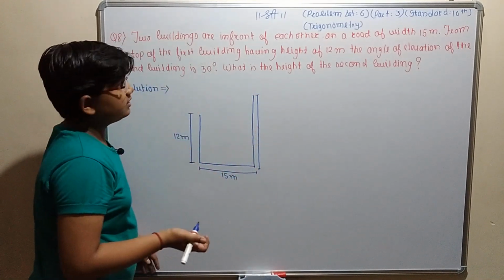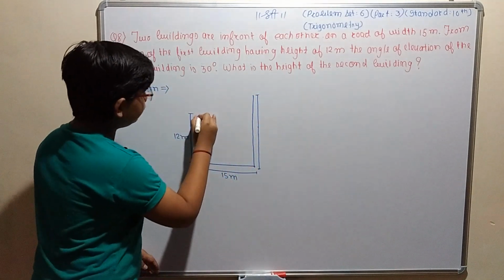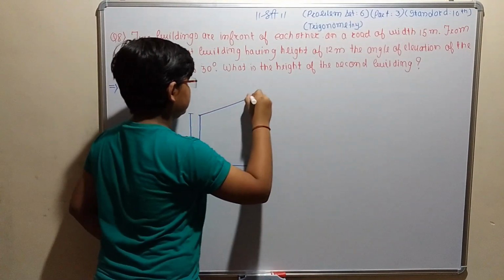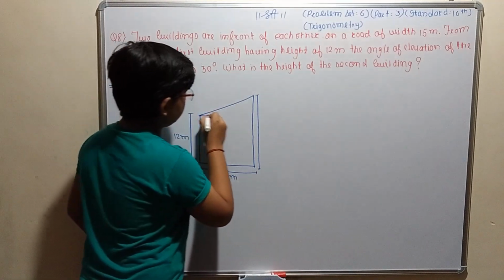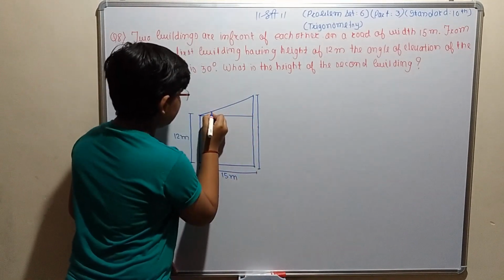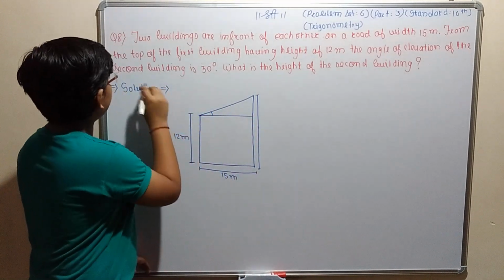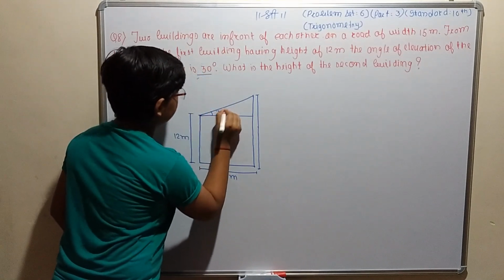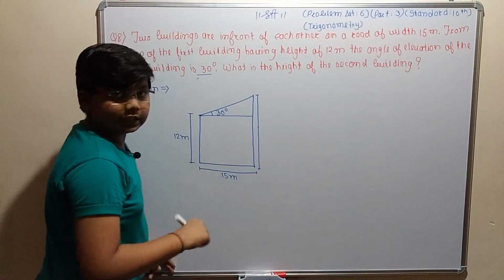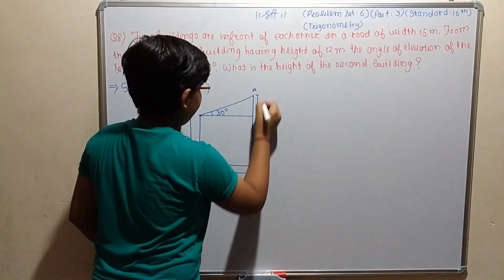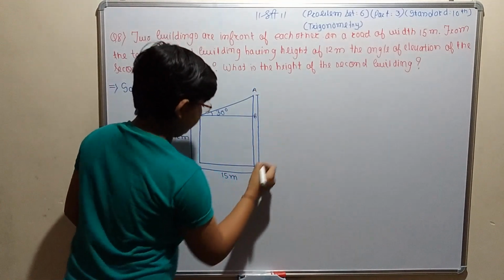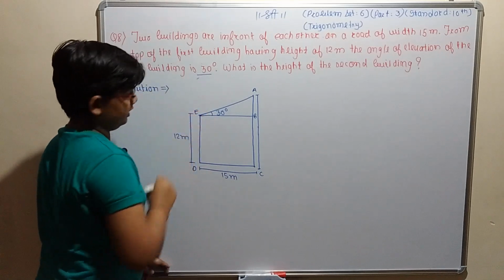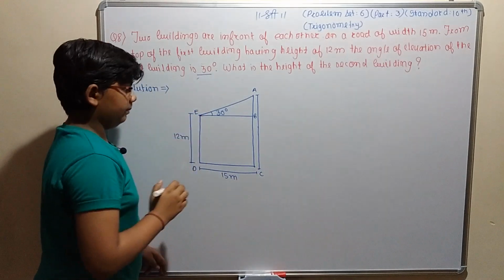What is given next? Next it is given that from the top of the first building, an angle of elevation is there like this, that is from this line of sight. This is the angle of elevation. The angle of elevation given is 30 degrees. That means this angle equals 30 degrees. Now we will name it. This is A, B, C, D, and this is E. Now we have to find.